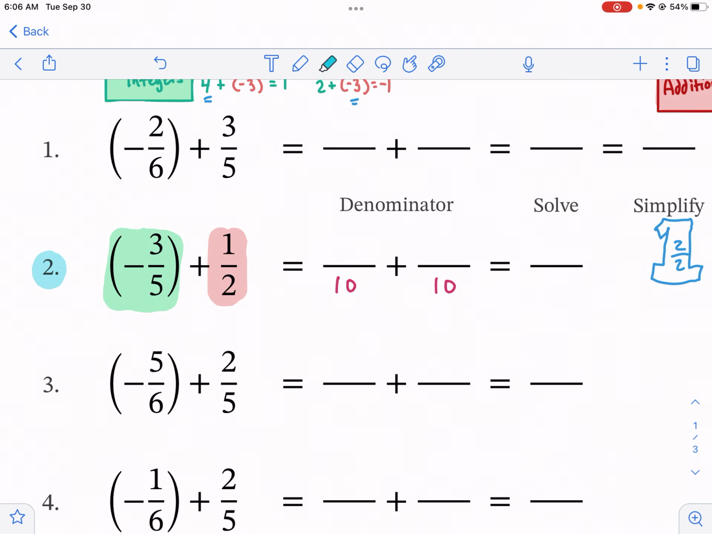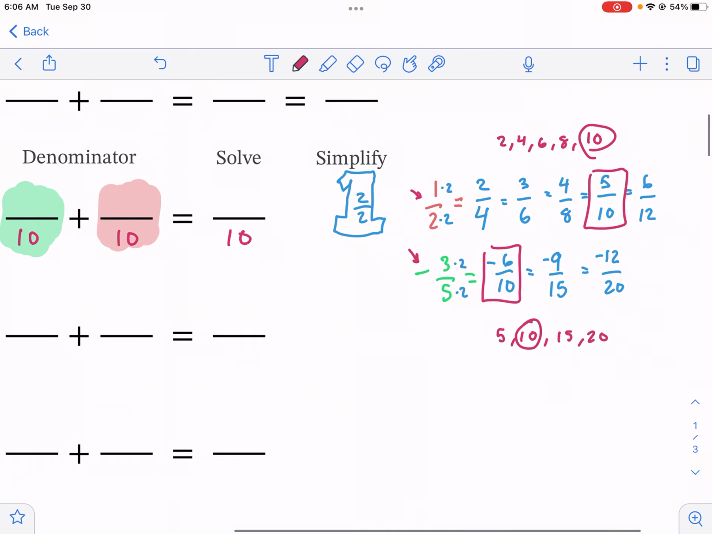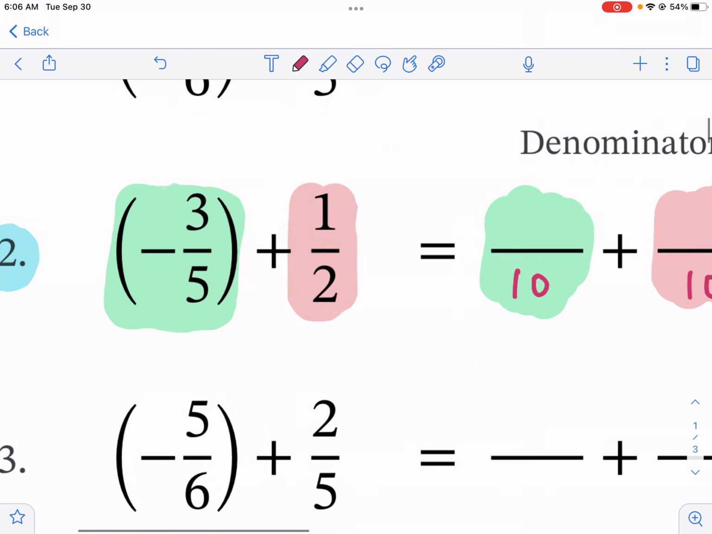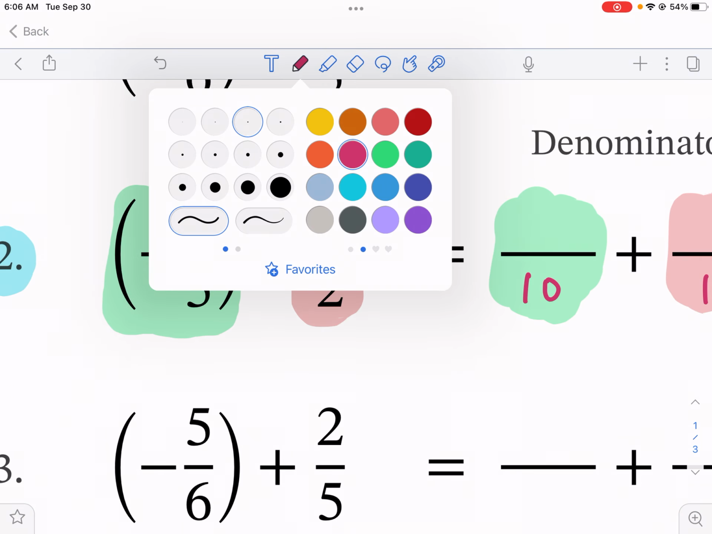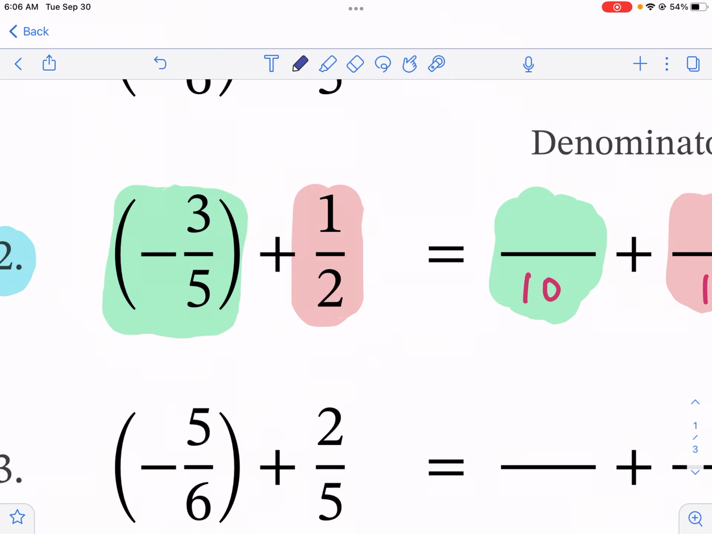Okay, so this is, let me get my colors straight here. This is my green one, and this is my pink one. So I know the common denominator is 10, and I know my final answer is going to have a common denominator of 10. All right, so I already kind of did the work here, but let's just do it again so we're on the same page. So how did I get from 5 to 10? That's the question. What did I multiply by? Now, you're not going to think of, oh, I add. That's not what you're doing.